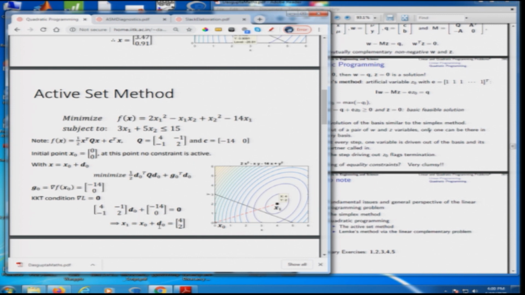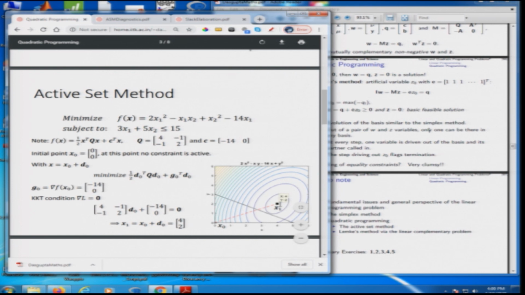So, you find d0, and from that you get x1 equal to 4 2. That means, from here 4 2. Note that this is actually the center of the elliptic contours. Okay. But then this point is infeasible, because as you put 4 2 here, 12 plus 10, 22. So, it is violated. So, this point is infeasible.